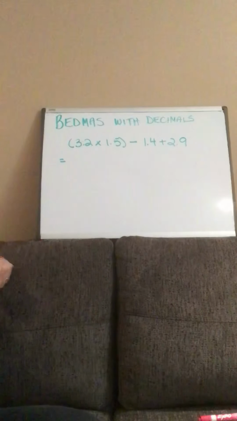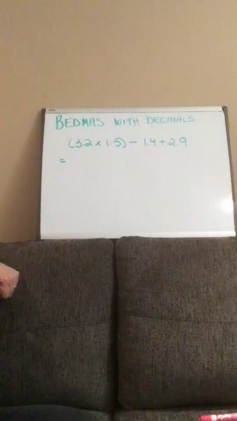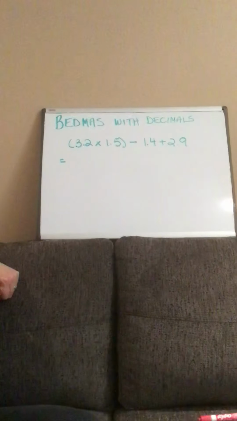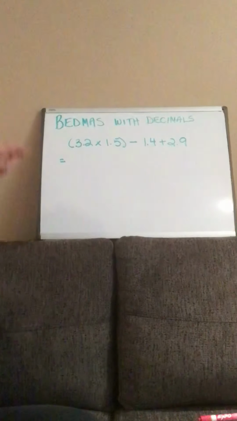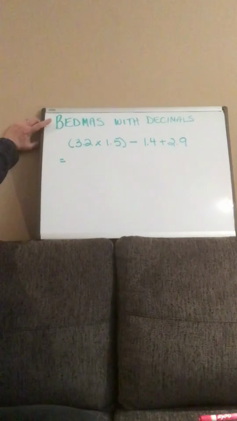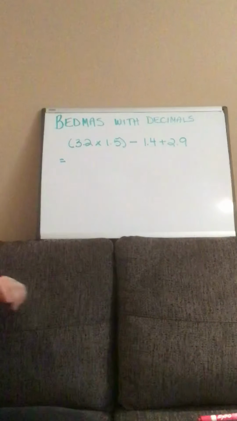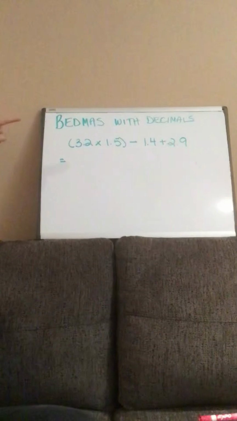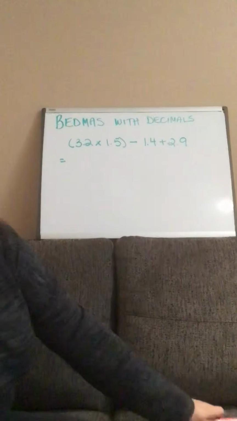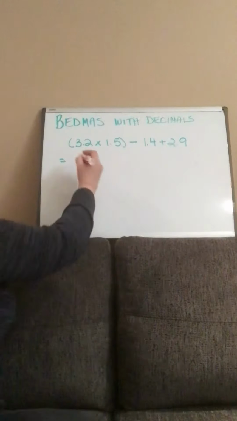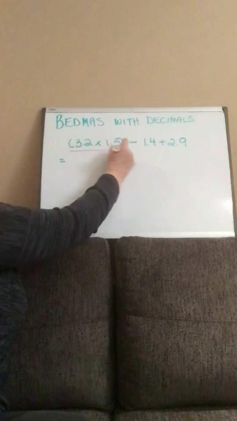So I've written a question out here, which is bracket 3.2 times 1.5, subtract 1.4, plus 2.9. If I look at my format, and I've outlined all of this on the Google Doc, I've reminded you each time what BEDMAS stands for, what each of the letters stands for, and highlighted the steps that I'm doing each of these sections of the question in. So the first thing I'm going to look for is the B. Do I have any brackets? And I do. The very first thing I see here is a bracket.